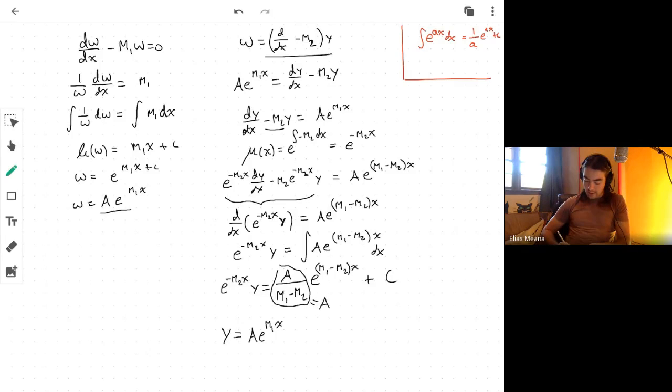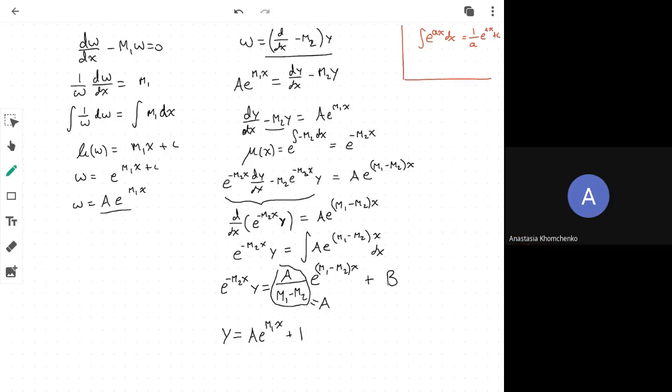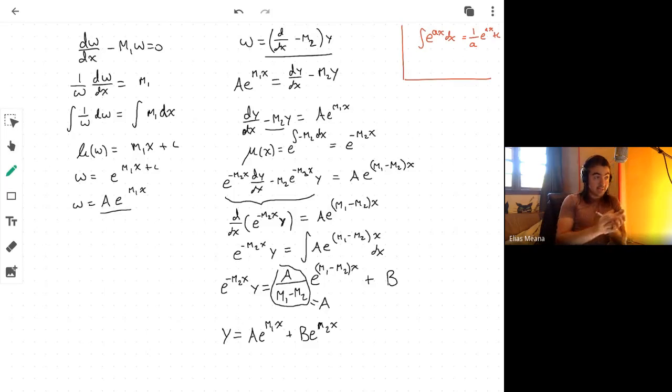And then for our next term, actually, instead of using a c here, I'm just going to use a b, just a different letter name. And for our second term, it's just a constant times e to the m2x. Why is a divided by m1 minus m2 equal to a? This is precisely why in the beginning I said I wanted to use the lowercase a. It's just renaming it again. It's an arbitrary constant, so we're going to name it something else.